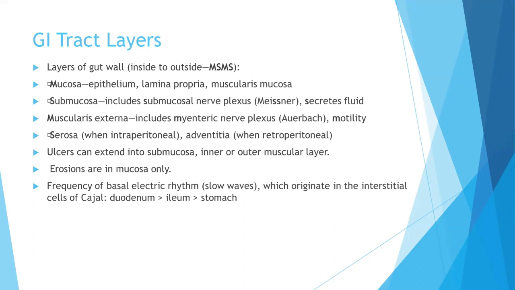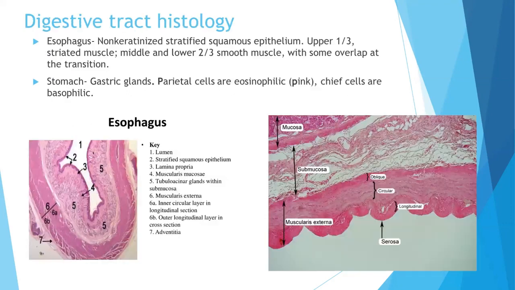Now, the frequency of the basal electric rhythm or the slow waves, which originate in the interstitial cells of Cajal. These interstitial cells of Cajal are in the highest number in the duodenum and in the least number in the stomach. So duodenum, ileum, stomach in the decreasing order.